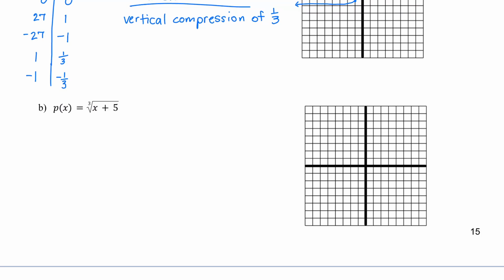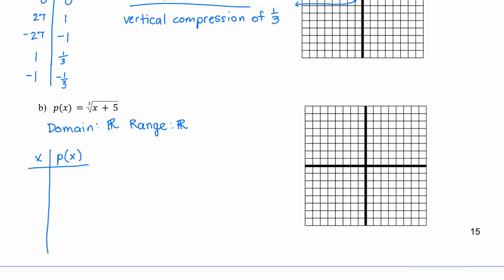All right, example 5, part B. Again, we need to find our domain and range, which for the cube root is all real numbers and all real numbers. So let's pick some values to plug into p of x. So we want numbers underneath the radical that are going to be perfect cubes.